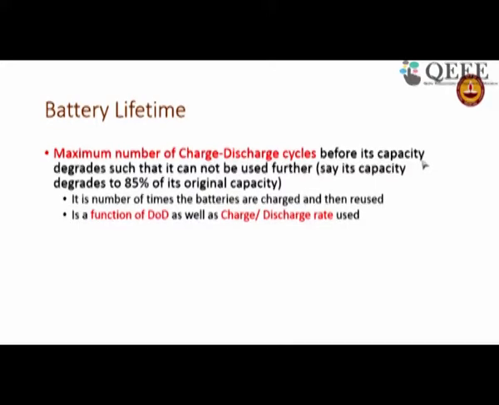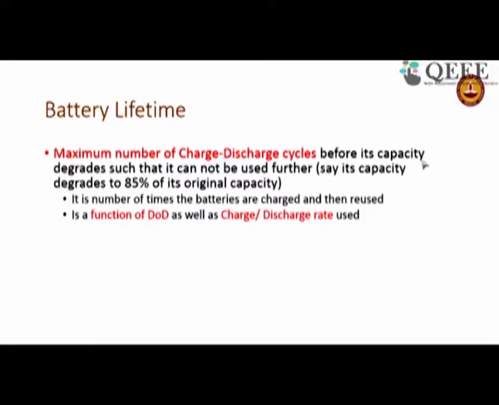Now a battery, and I am talking about a rechargeable battery, I am not talking about single charge battery. Single charge battery life is one charge discharge cycle. One time you charge, discharge finished. A battery lifetime is maximum number of charge discharge cycles before its capacity degrades so that it cannot be used any further.